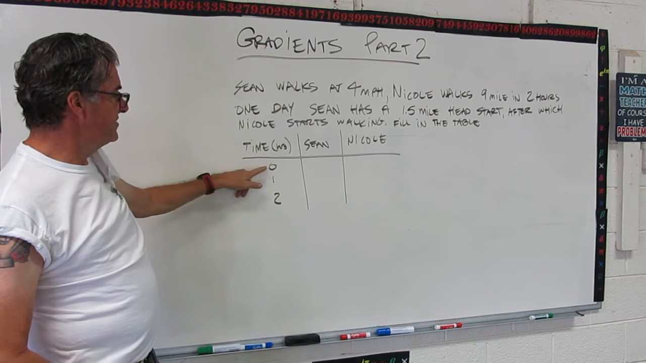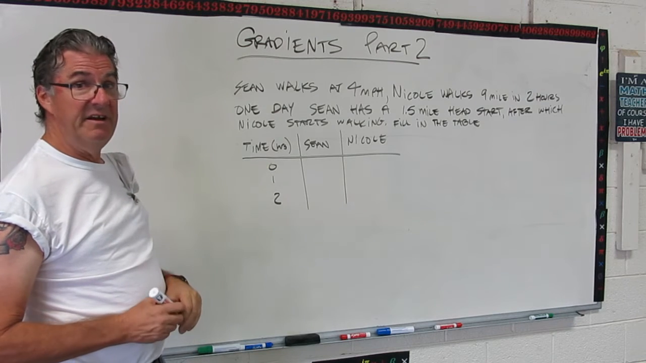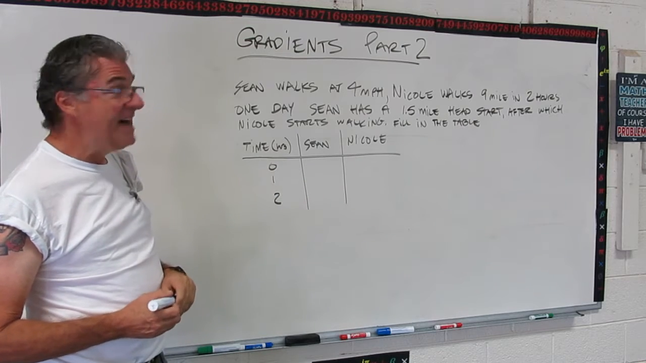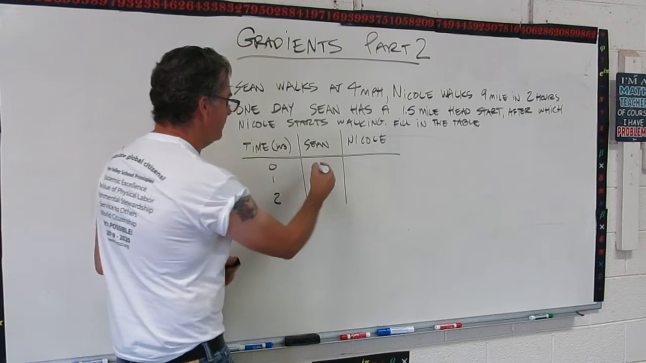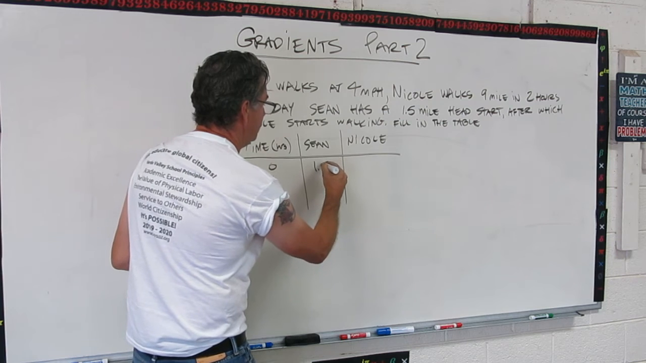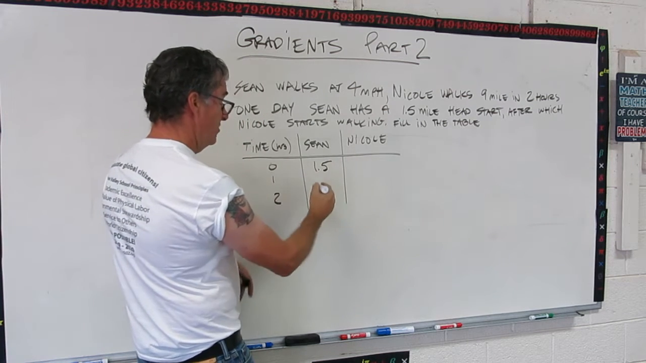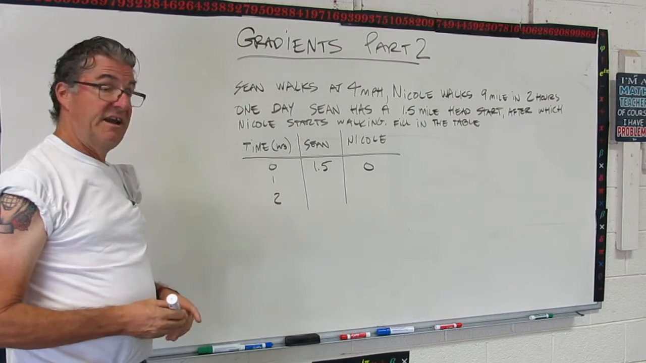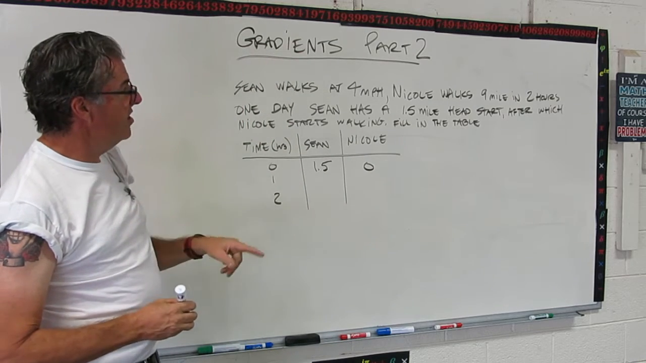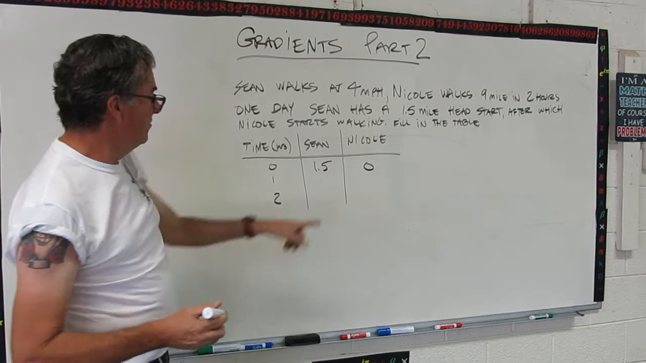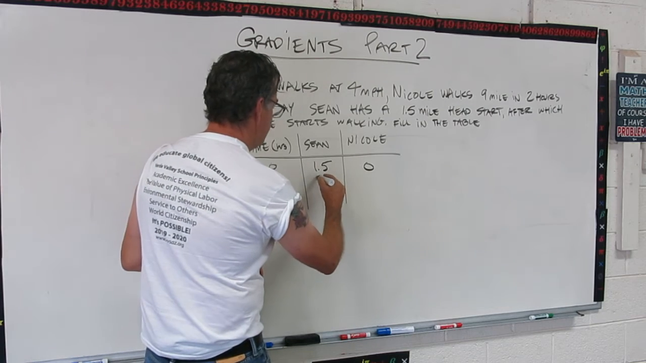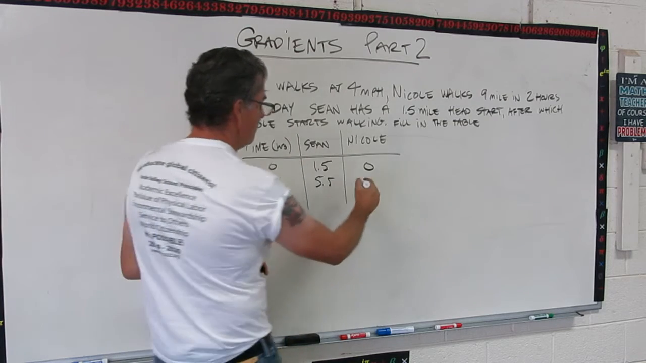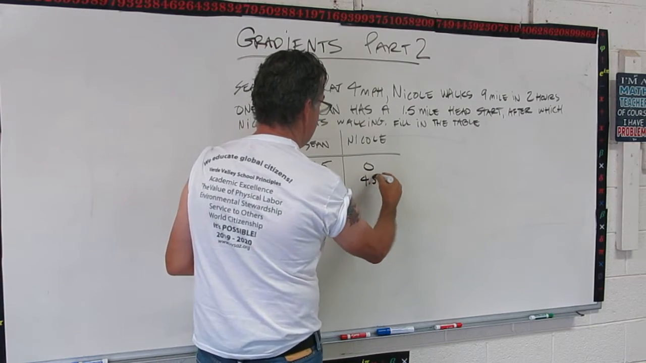How far have they gone at 0, 1, and 2 hours? Okay? So at 0 hours, Sean already has a head start. At 0 hours, he's gone 1.5 miles. At 0 hours, Nicole has gone exactly 0 miles. Now at 1 hour, Sean's going to go 4 miles more plus what he had. So Sean is at 5.5 and Nicole is at 4.5 because that's how fast she walks.